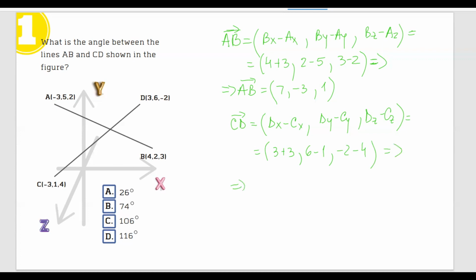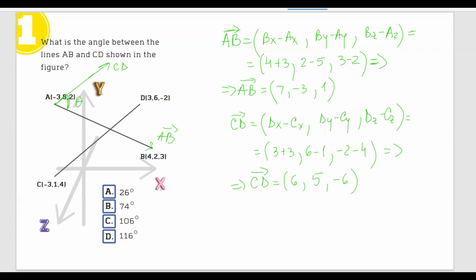And vector CD is going to be 6, 5, minus 6. Now, if we translate CD all the way to this point and draw a parallel line to CD, this is vector CD, and this is vector AB, and this is the angle theta between them.